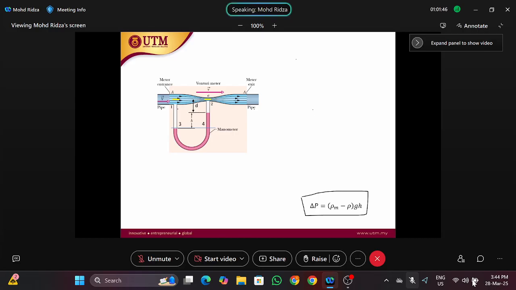So you can see at point 1 must be higher pressure because the liquid is pushing the water at a greater elevation, point 1. At point 2, the liquid is pushing the water at a smaller elevation. So you can see from here, the P1 is higher than P2.